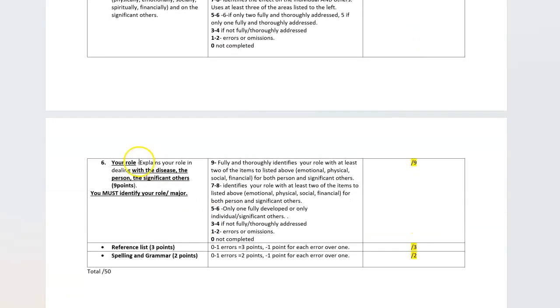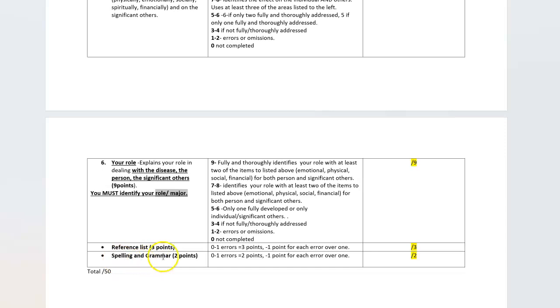Now, finally, your role. You need to explain your role in dealing with the disease with the person and the significant others. You must identify your role or the major that you're using. Again, you're not going to say to them, nurses do this. You're going to say something along the lines that in healthcare, if you're dealing with a nurse, these are the kind of things you can expect your nurse to help you with. If you're dealing with a public health educator, whatever. But whatever this role is that you discuss, it must be related to your major or to your career aspirations as you leave the college.